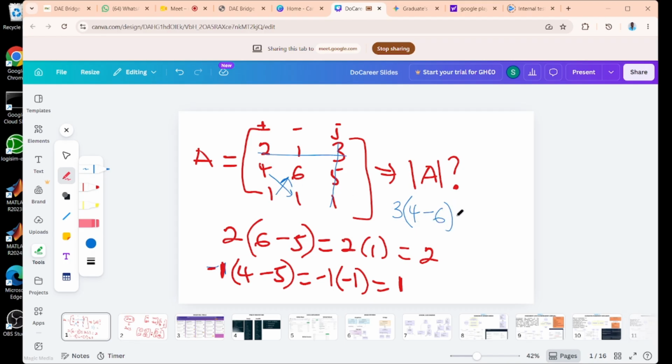So that will be 3 times negative 2, which is negative 6. So finally we had 2, 1 and negative 6. This time you just add them. You just add them finally because the determinant should be one value. Determinant is just a number that you should get. So that will be 3 minus 6, which is negative 3. So the determinant for this matrix is negative 3.